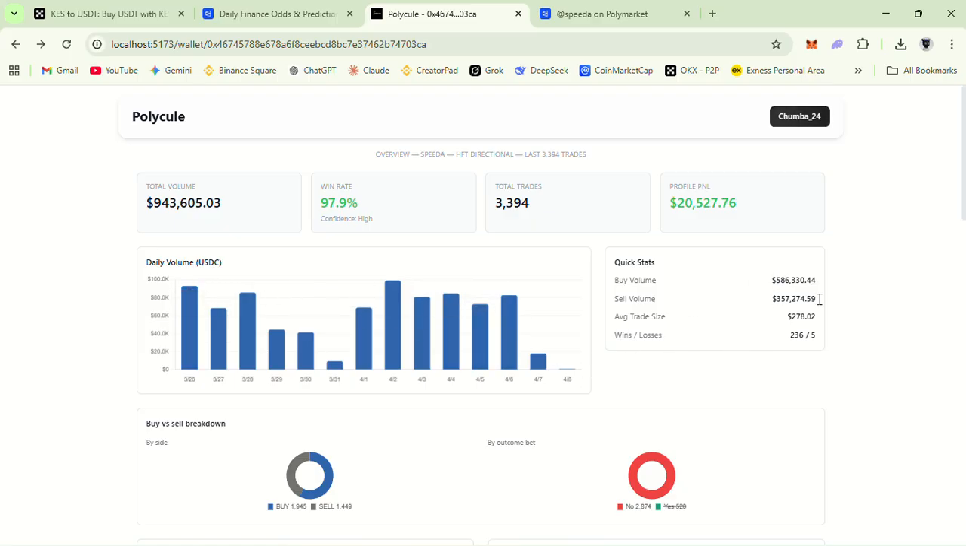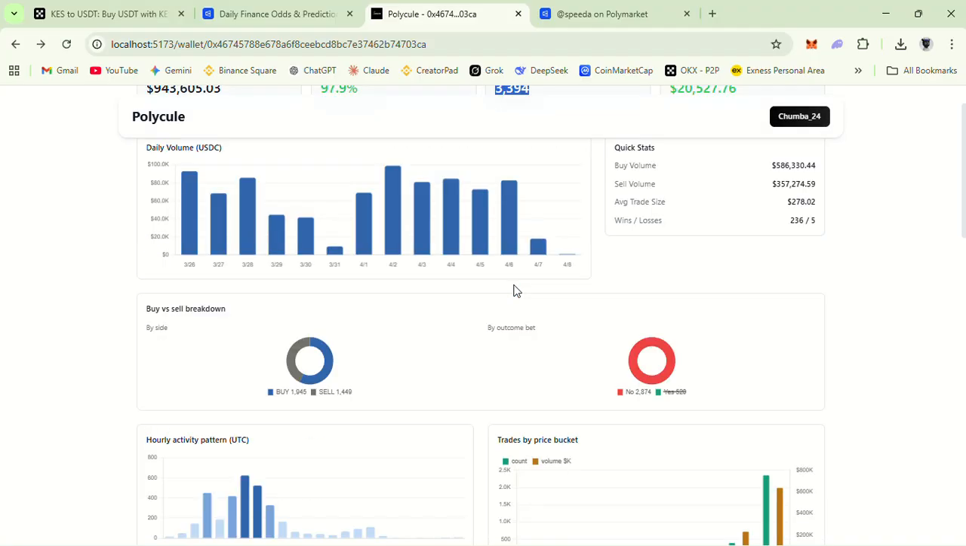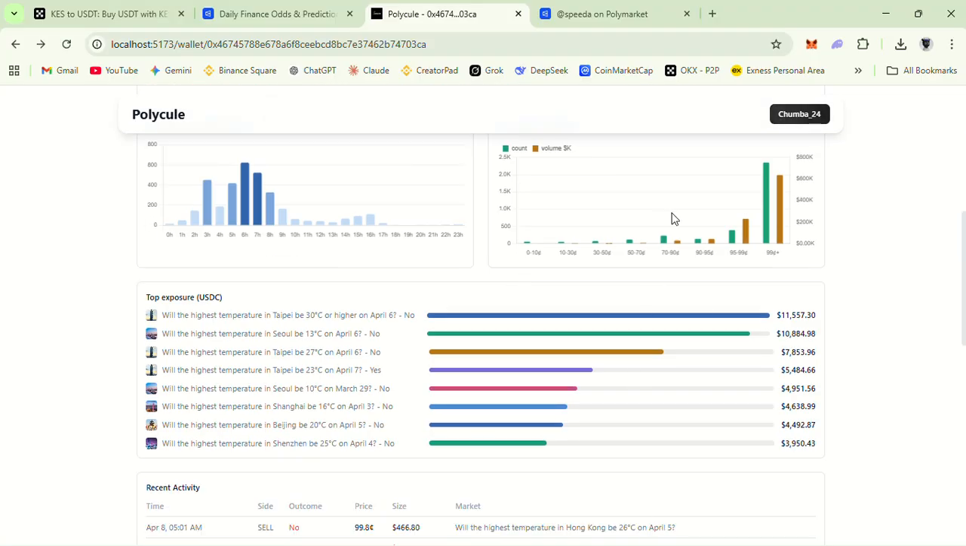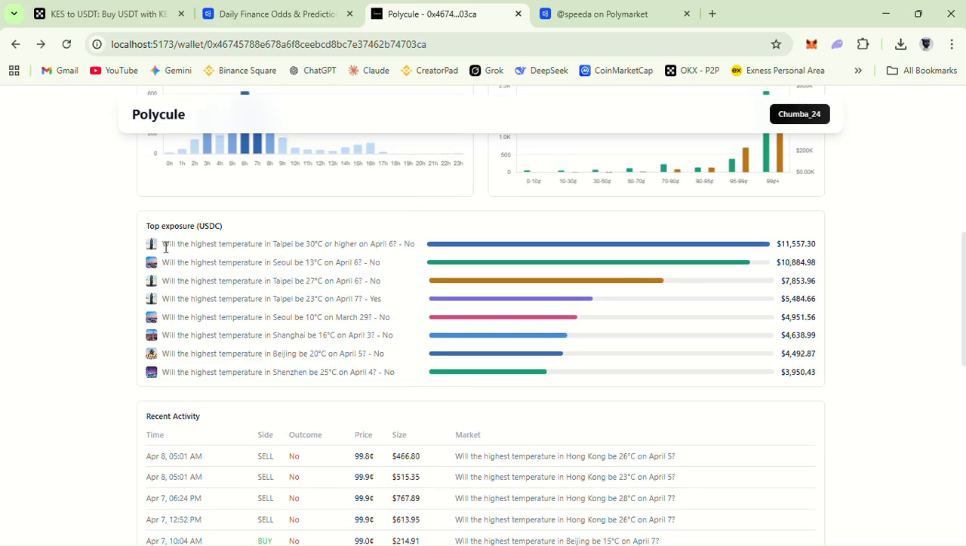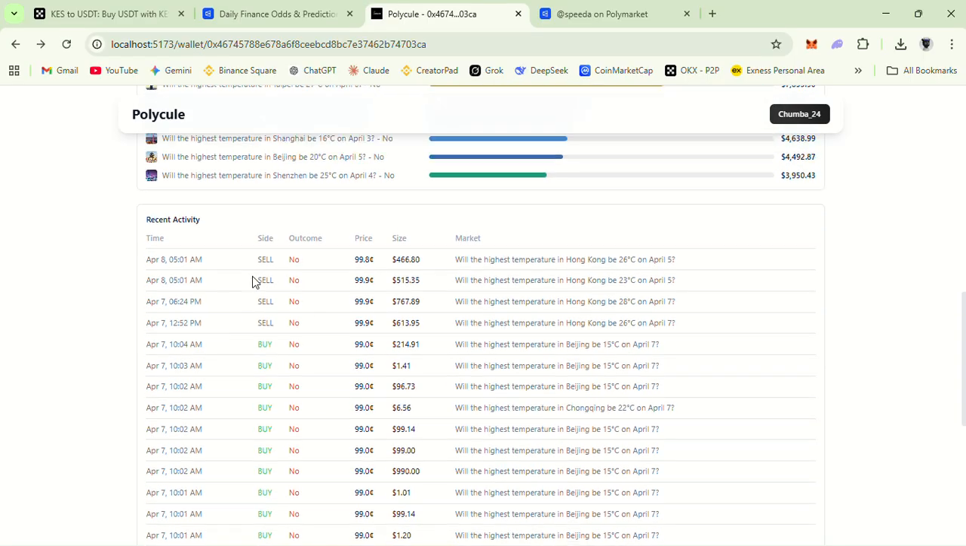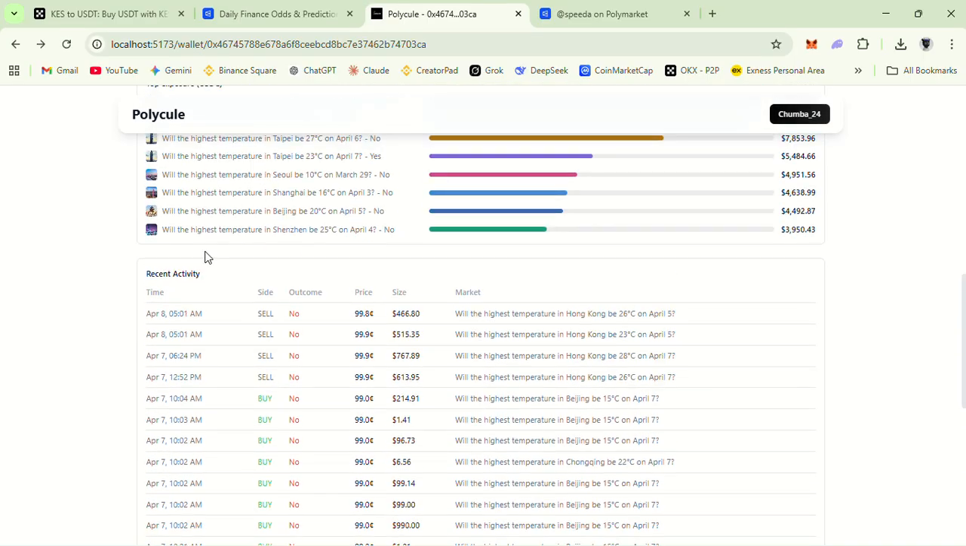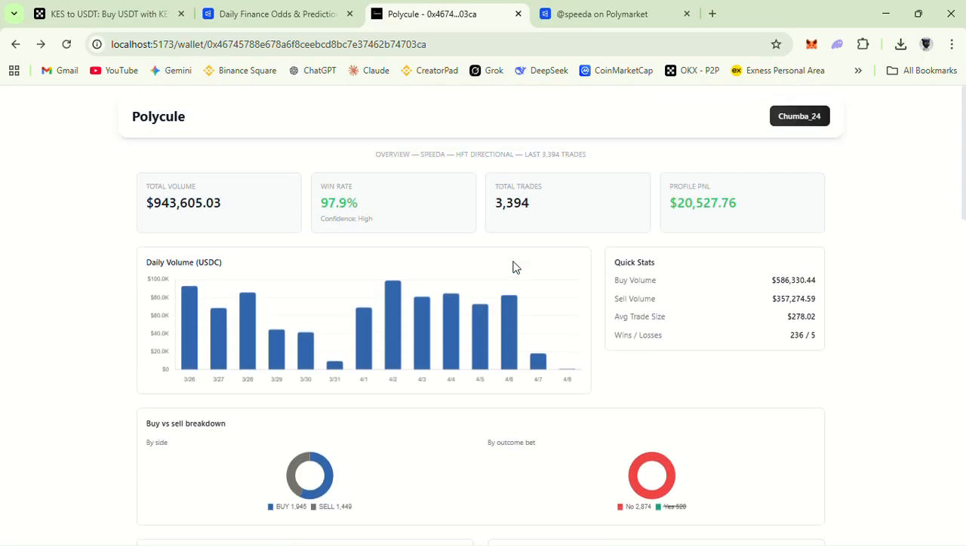You can see the buy volume on this. You can see the PNL of the profile. You can see the win rates. Win rate is quite good. You can see the number of trades. Also, what you can see is the top exposure, what is being traded the most. You can see this person poured a lot of amount into this market. There are lots to check. You can check recent trades, recent activity. We can even add some things that we want, but that is basically how to analyze a wallet.